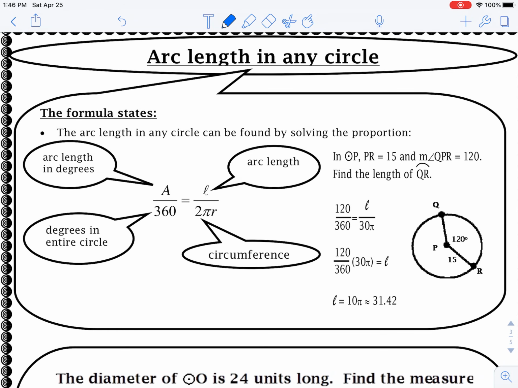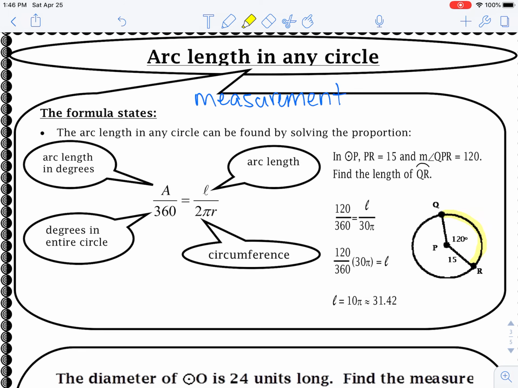Part 3, arc length. An arc length is actually the measurement of a portion of the circle. So not the degree. If I wanted to know the length of QR, it's not how many degrees is that arc, but how long. So it's actually a portion of the circumference.